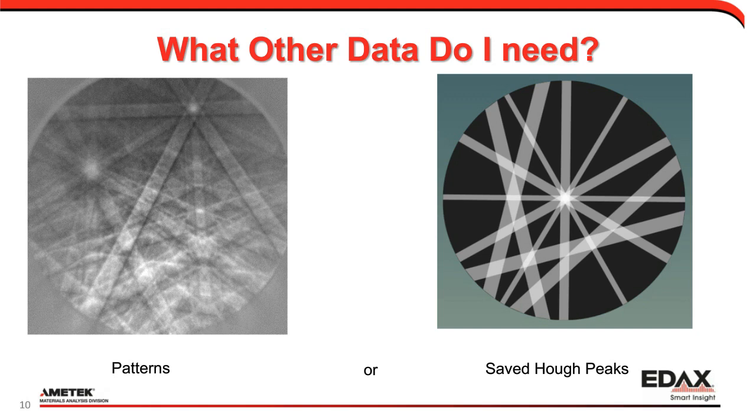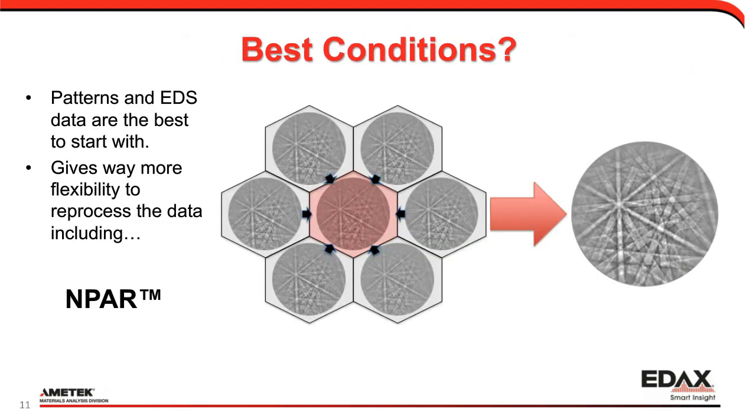The reason why is that it's always best to start with the best conditions that I have. So I really should be saving patterns in EDS when I want to do this. It gives me way more flexibility in reprocessing the data, including things like NPAR. So I can run NPAR and Chl-Scan at the same time.